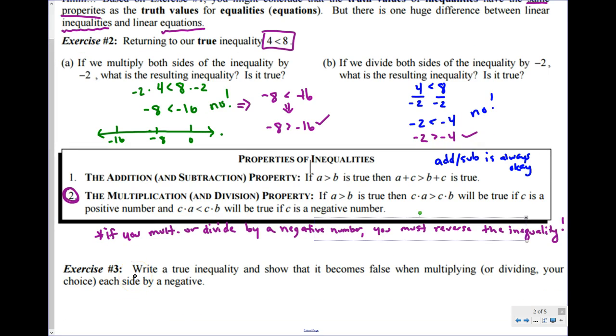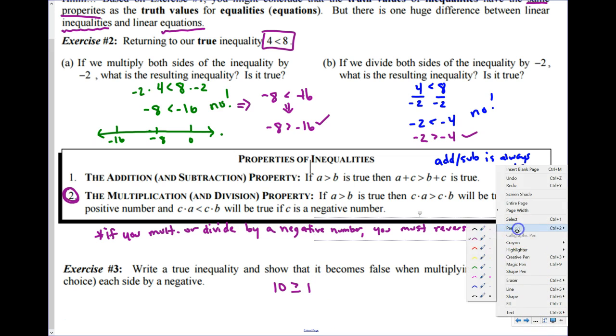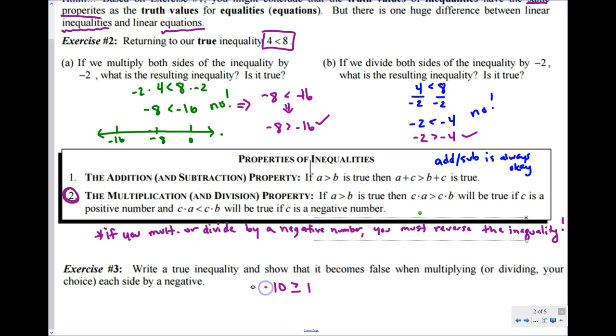Exercise 3 says write a true inequality and show that it becomes false. Let's make up an inequality. 10 is greater than or equal to 1. Now let's multiply or divide by a negative number. How about we multiply by -3?